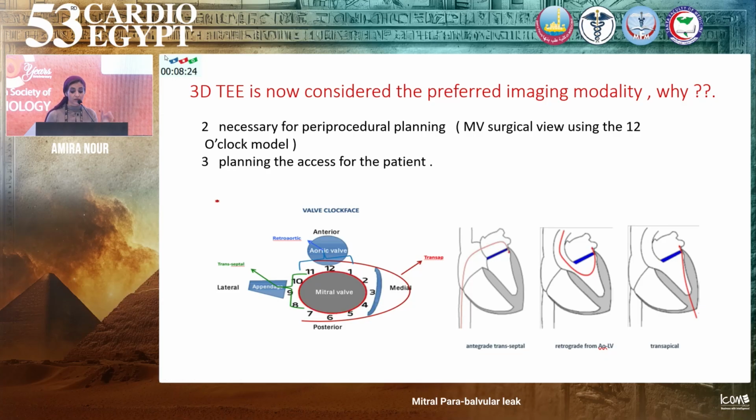As we can see here, the aortic valve is at 12 o'clock, and then the left atrial appendage will be at 9 o'clock, and the septum will be at 3 o'clock. Whenever you have a defect which is from 8 to 10 o'clock, you can proceed smoothly from the transseptal puncture. Whenever you have a slightly anterior defect, you can take the retrograde approach from the aorta. And whenever you have a septal anterior or posterior defect, you should keep in mind the transapical approach.